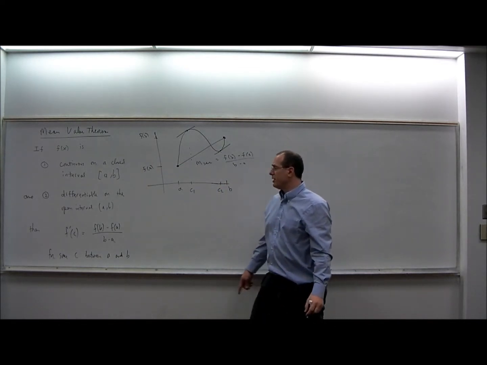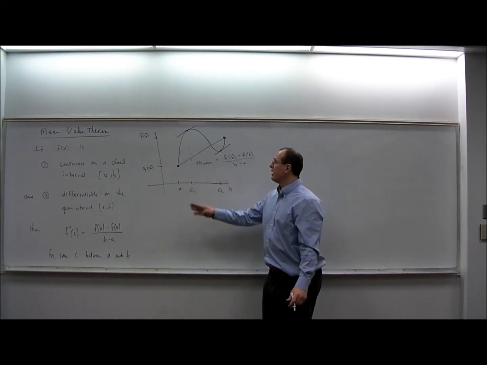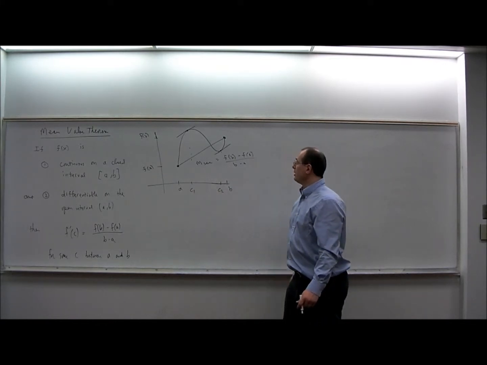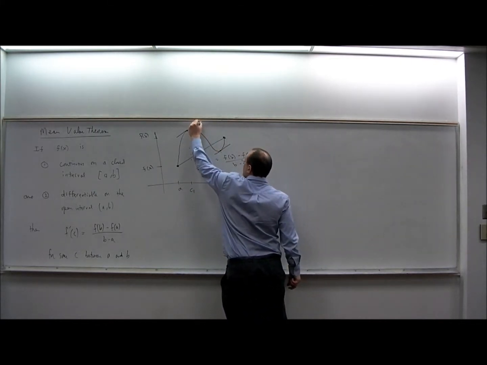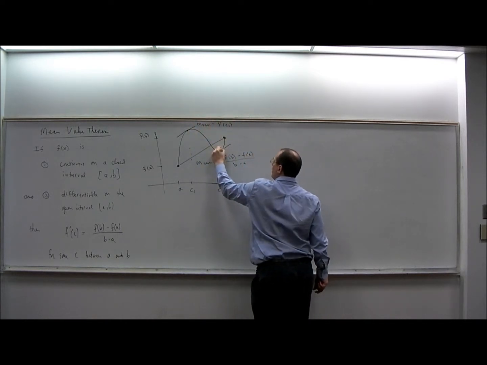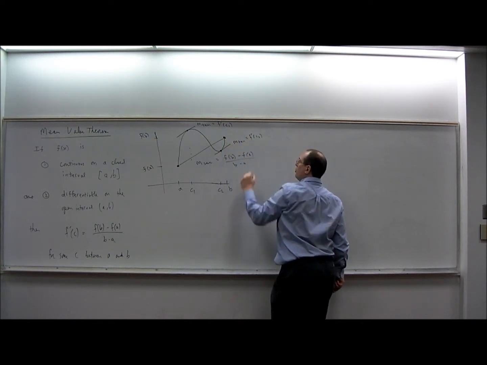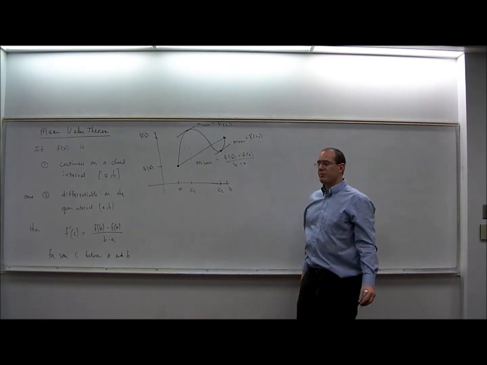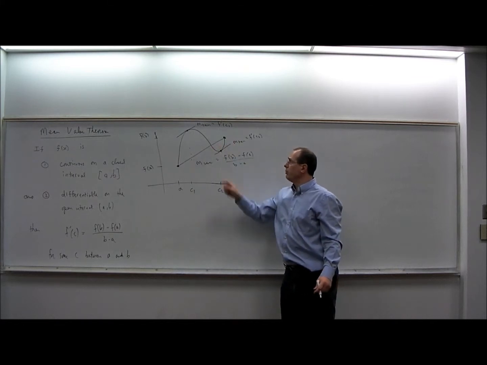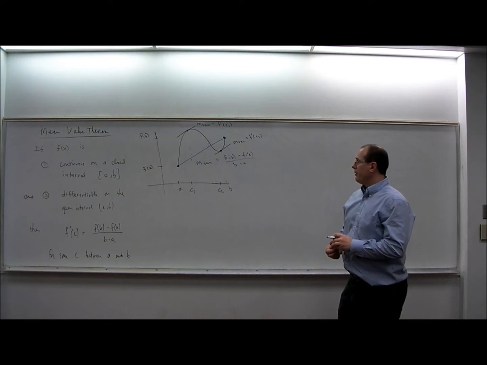The theorem says that the tangent line will be parallel to the secant line in at least one place. In my picture, there were two places, so I called them C1 and C2. So here, the slope of the tangent line is f prime of C1, and in this case, the slope of the tangent line is f prime of C2. And these three things in this particular picture are all equal. The slope of these tangent lines is equal to the slope of the secant line.